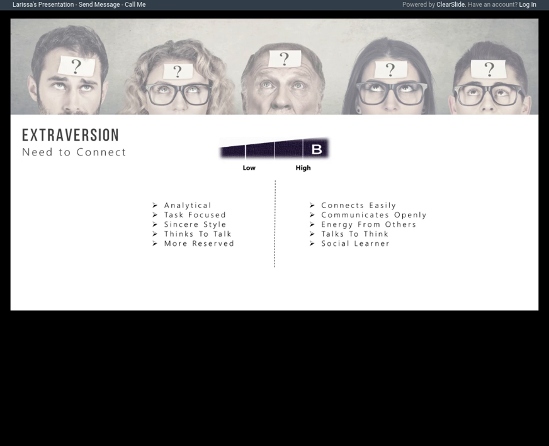So with a lower level of extroversion, more analytical, we've got task focus rather than that relational focus. They have a very sincere style of communication, and that's due to the fact that they think to talk. So with this, it's really more about needing time to noodle it over, to think it through before they come forward with an idea. And they're definitely more reserved. This takes more time for them to connect, but every single human being needs to connect. It's just whether I do it quickly and openly, or I'm a little bit more reserved and discerning with who I share with.